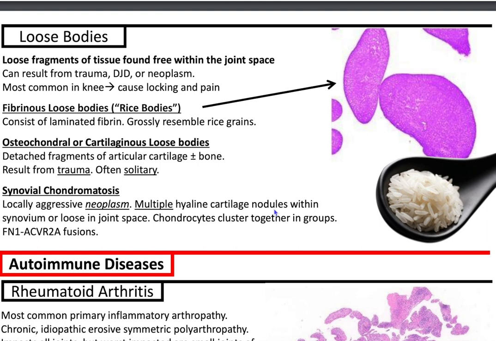And then in your differential, you'll want to think about synovial chondromatosis, which is a locally aggressive neoplasm. You'll have multiple hyaline cartilage nodules within the synovium or loosened joint space. The chondrocytes can cluster together in groups, and molecularly it's an FN1-ACVR2A fusion.